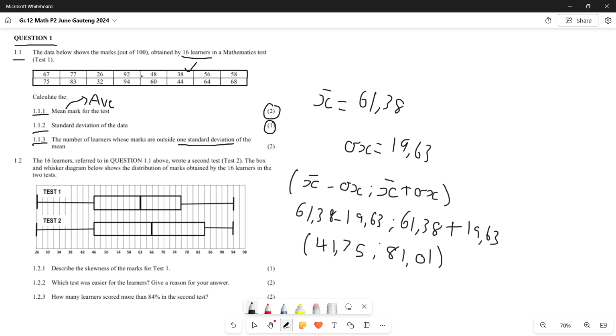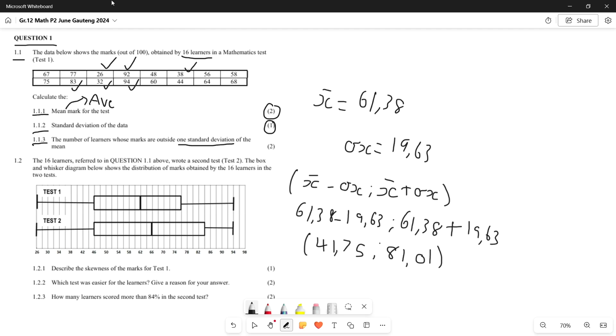This guy is below this value. This guy is below this value. This guy is above this value. This guy is above this value. So we have 4 so far. 83 is above 81,01 over there. And then 26 over here is also below it. So as we can see, every other value is within the range of one standard deviation on either side of our mean. Our mean is our average. Our standard deviation is just the unit that we subtracted and added to our mean.